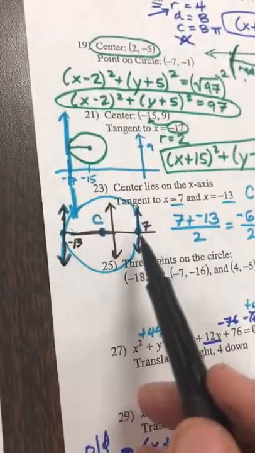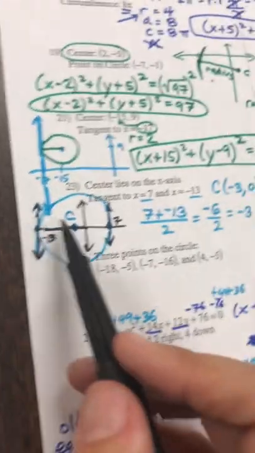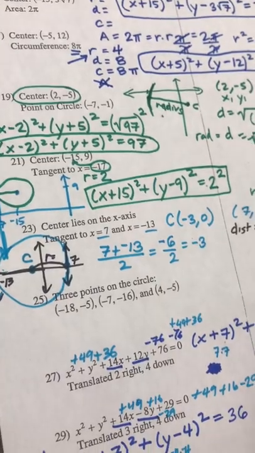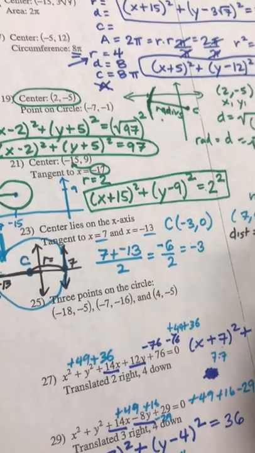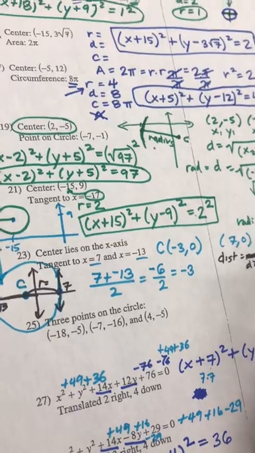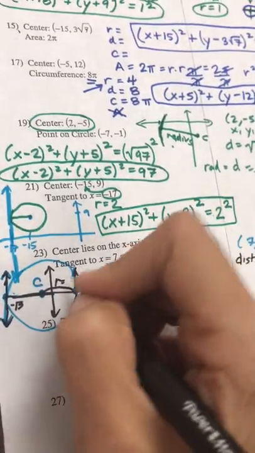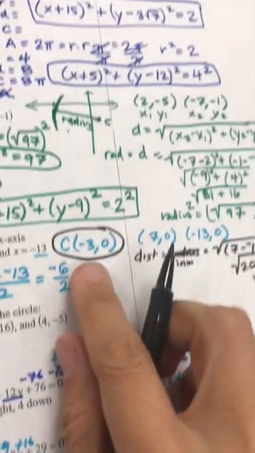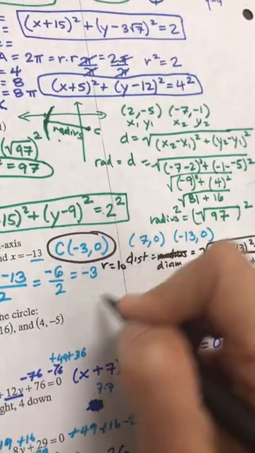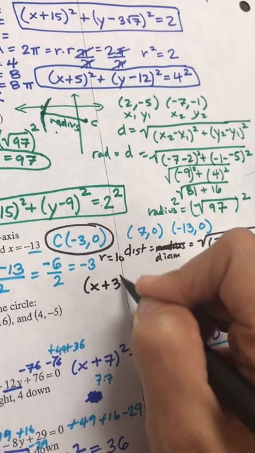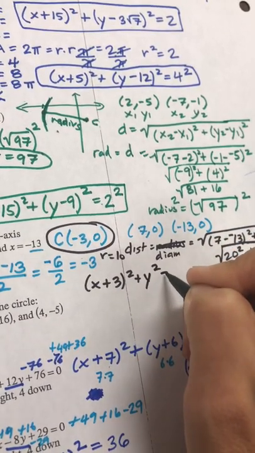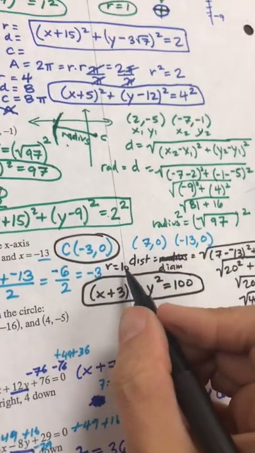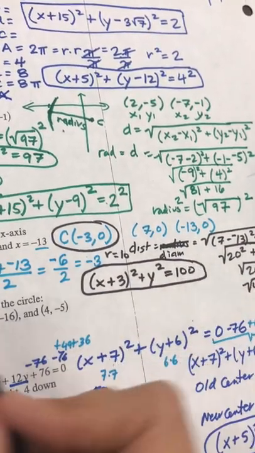The distance between these 2 points, if you counted it on a number line, is 20, which means the radius would have to be, that wouldn't be my radius, that'd be my diameter. The radius would have to be 10. So now we can write our equation. We have our center, and our radius is 10, so we're going to put x plus 3 squared plus y squared is 100 because that would be the radius squared. Last one.